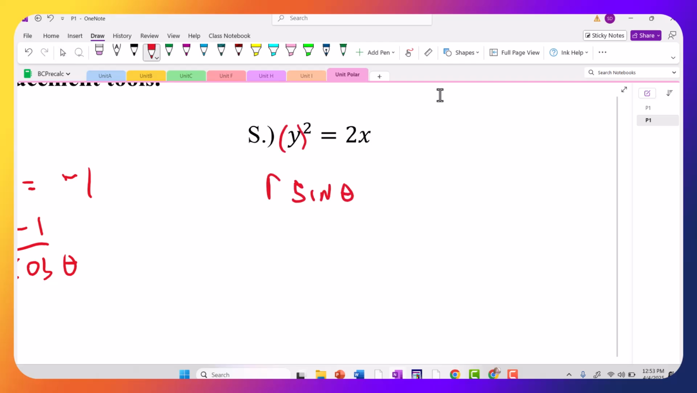What time is it? Oh. And then what's x equal to?